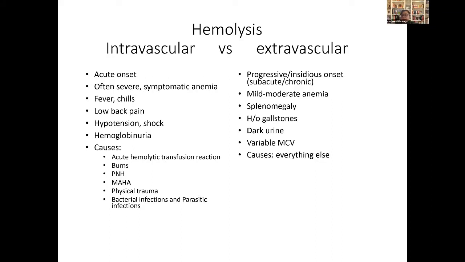In extravascular hemolysis, your body usually has had a chance to adapt to the changes of the hemolysis, and it's usually not as dramatic a presentation. You have mild to moderate anemia, you have splenomegaly, because there is, I guess, work hypertrophy of the spleen. These people generally have a history of gallstones. The urine is not red, it's more dark or tea-colored. The MCV could be variable, and the etiology of extravascular hemolysis, well, it's pretty much everything else.